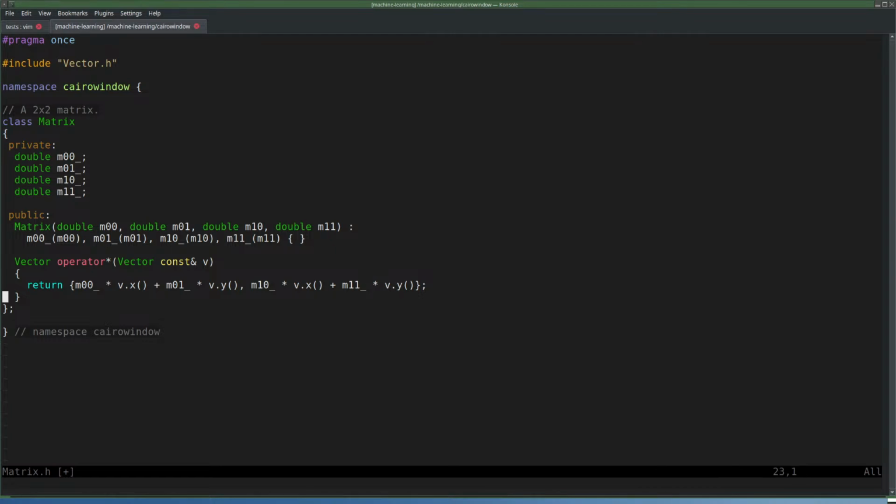Yeah, and then if you have a matrix, maybe I want to return a determinant. Determinant. This is const as well.